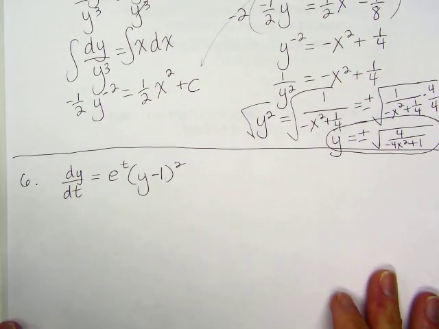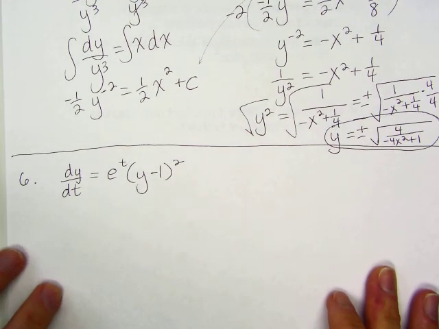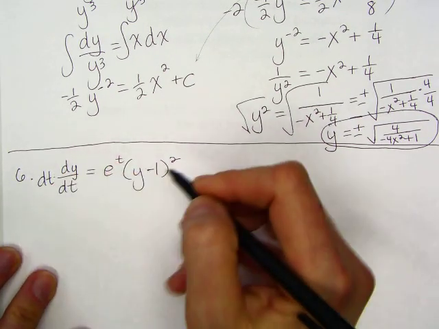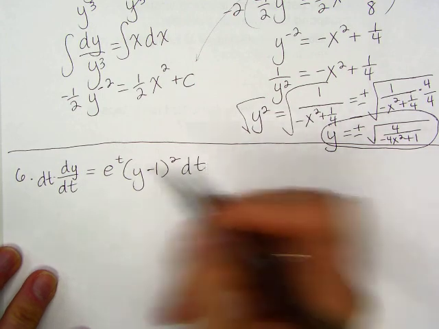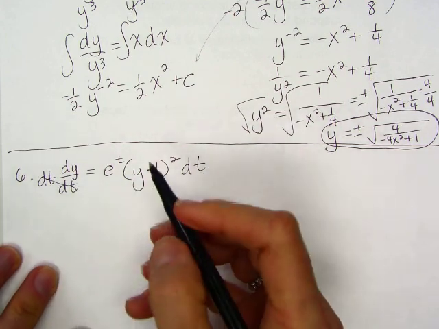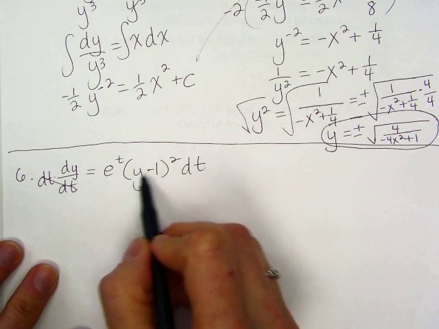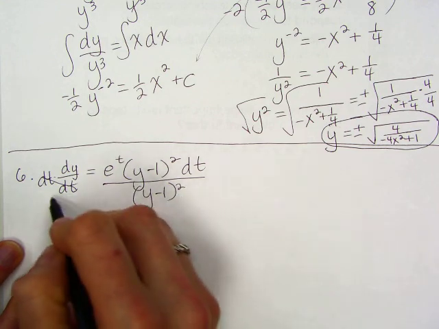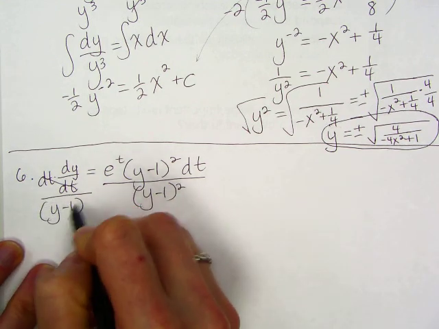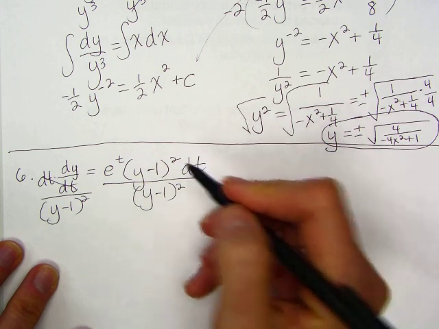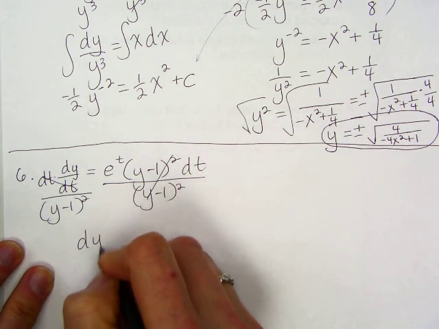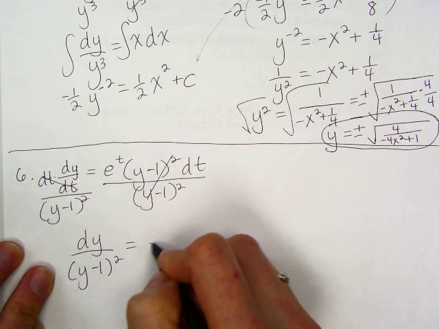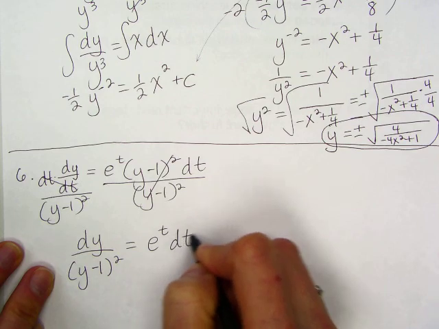Number 6 is also a differential equation that requires separation of variables. No initial point, though, to plug in. Still want to multiply on both sides by dt. Hopefully you can see we've done a lot of these. We've got to get rid of this y chunk, so we're going to divide both sides by y minus 1, the quantity squared. And so we would have dy over y minus 1, the quantity squared, equals e to the t dt.